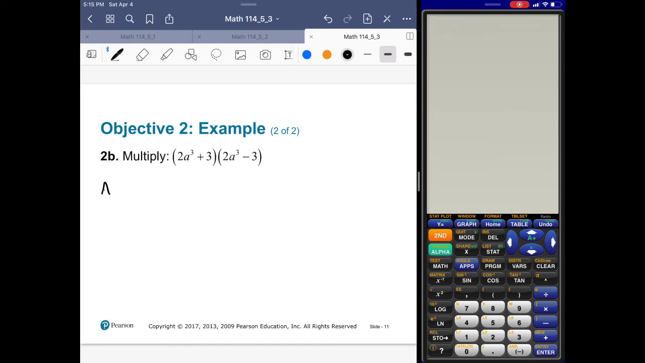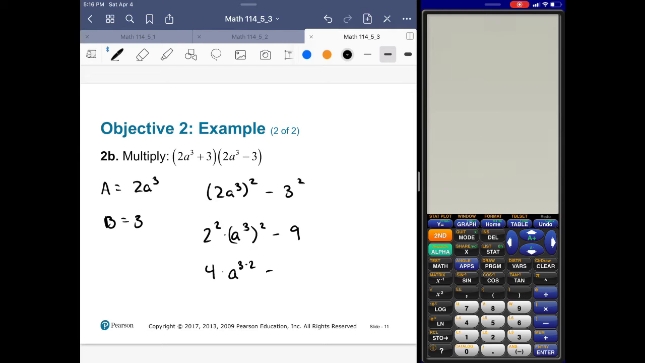So same idea. A on this one is 2a cubed. B on this one is 3. So I have 2a cubed squared minus 3 squared. This becomes 2 squared times a to the 3 squared minus 9. 2 squared is 4. On this occasion, the exponents will multiply for the variable, so it's 3 times 2. So 4a to the 6, since 3 times 2 is 6, minus 9.